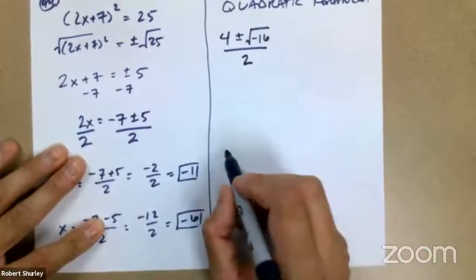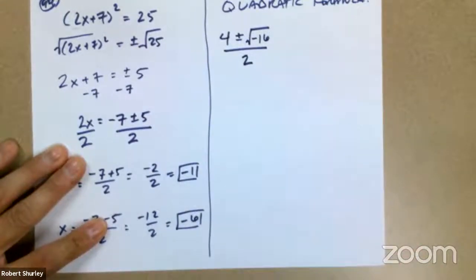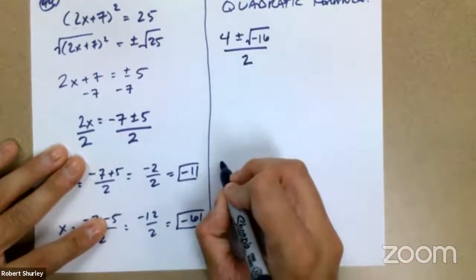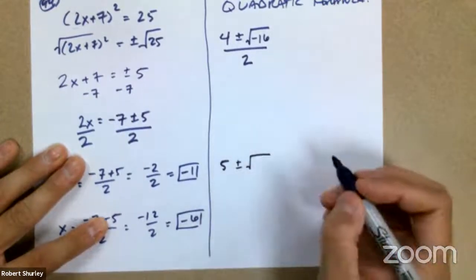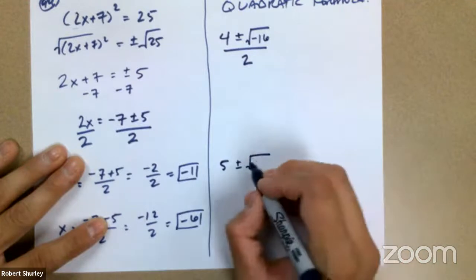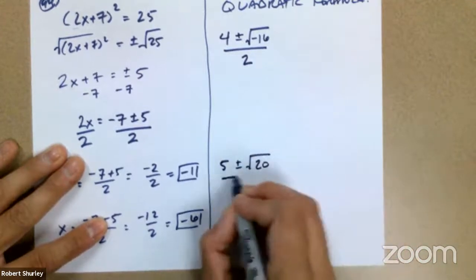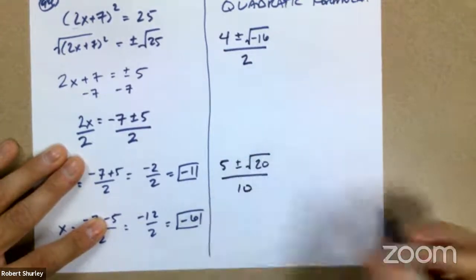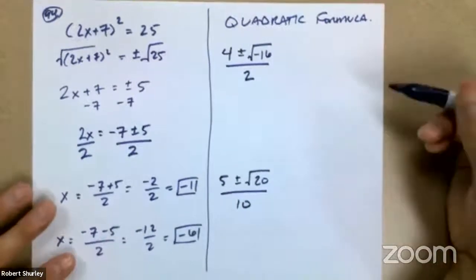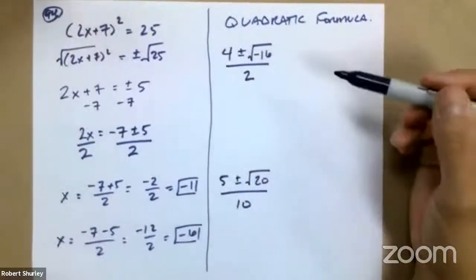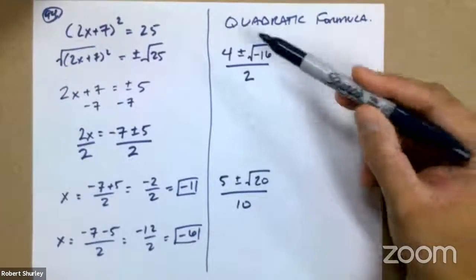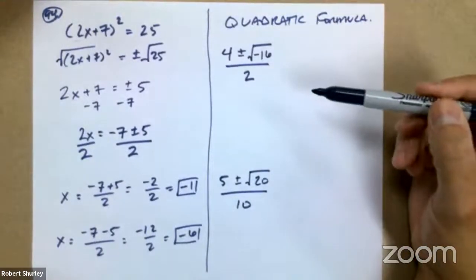We'll do 2 of these. And then we'll get, let's say, 5 plus or minus the square root of, let's say, 20 over 10. These are 2 good examples before we get rock and roll. Look, you're going to pop this thing into a formula, it's going to come out looking something like this, and we have to simplify it.